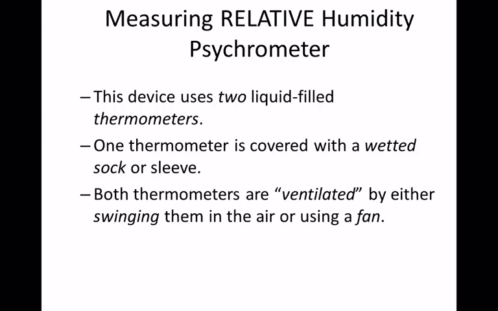Basically, you have 2 thermometers, and one thermometer underneath it has a little sock that you're going to wet for a minute, and the other thermometer is dry. And they're called a Sling Psychrometer because you're going to sling them around. Okay? That's the slinging part of a Sling Psychrometer.